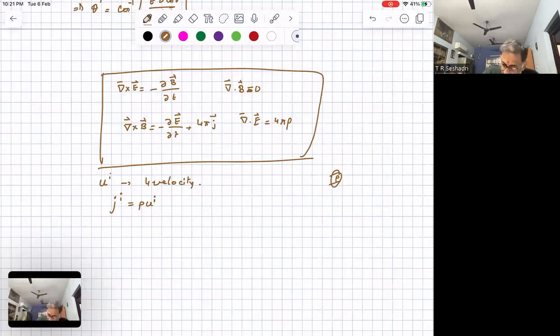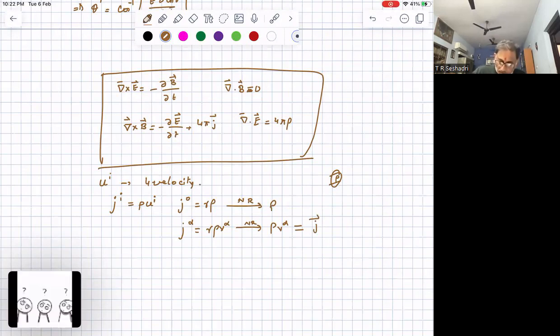Which means that J0 is equal to gamma rho and J alpha is equal to gamma rho V alpha, which in the non-relativistic limit, in the NR limit, gamma is 1, this is rho, and this is V alpha, and this is equal to my J vector, the three-dimensional current density. Is that okay? Yes.